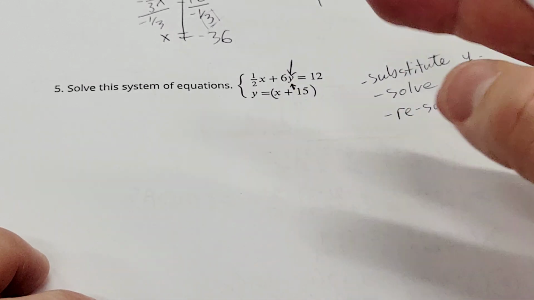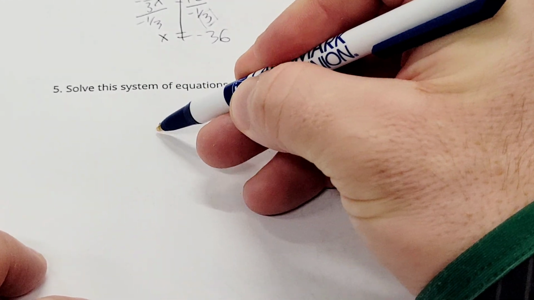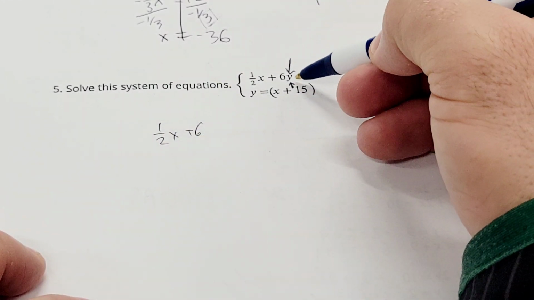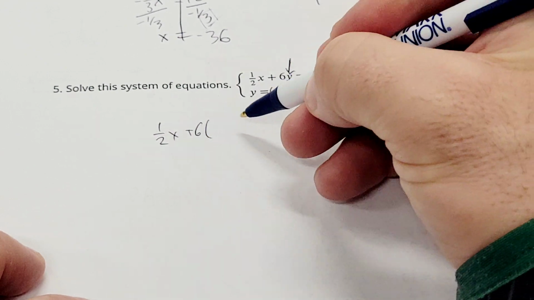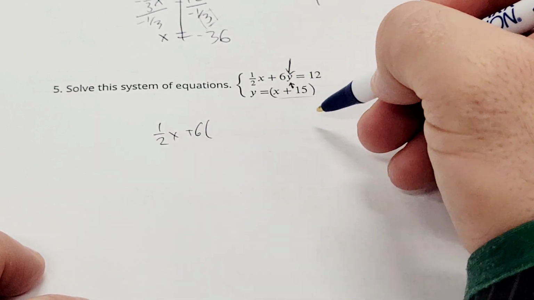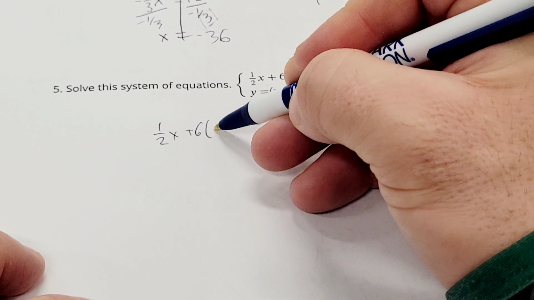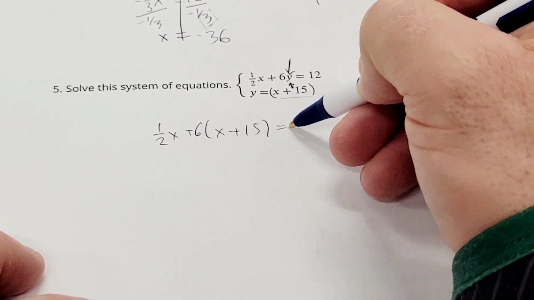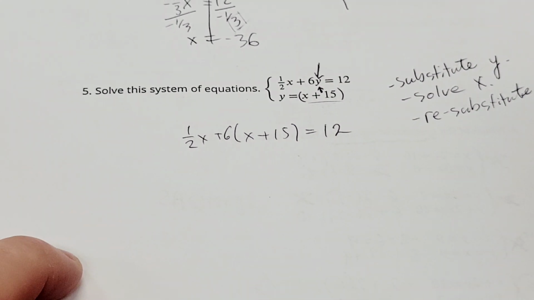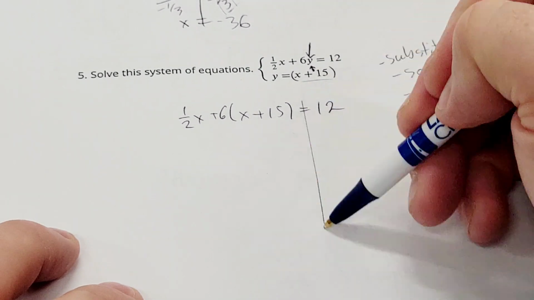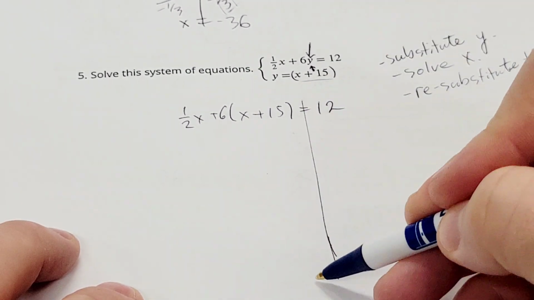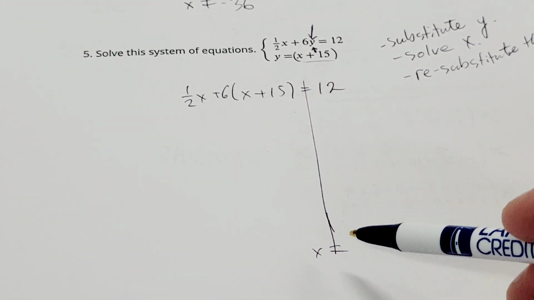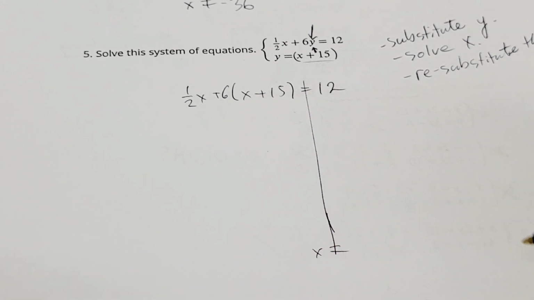Okay, so I'm going to write out this equation. The top one, 1/2 x plus 6y, right? So now instead of y, I'm substituting it with what the other y equals, which is x plus 15, and that equals 12. Okay, draw my wall, knowing that at the bottom of my wall I want x equals a number, and that's going to help guide me because I want x alone on the left side.